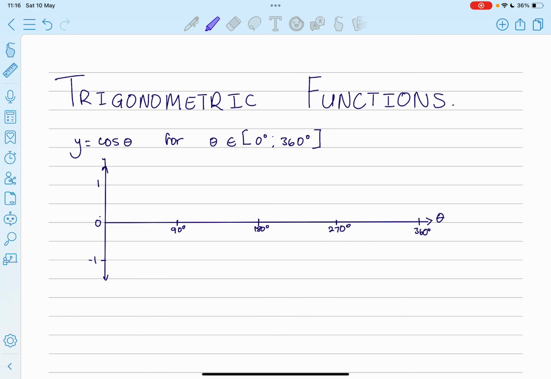Let me use a different color. So the cos graph starts at the maximum where theta is at 0, but the y value is at 1. And then at 90 degrees, it comes down to y being equal to 0. And then at 180 degrees, that's when it reaches its minimum, at y is equal to negative 1. At 270 degrees, it goes back to y being equal to 0. And at 360, it goes back to its maximum at 1. So these are your critical points.